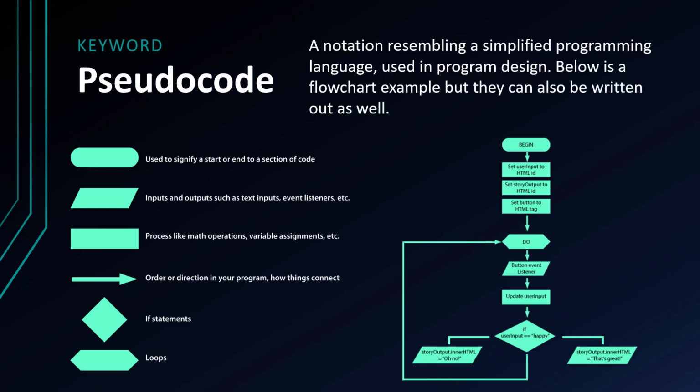And last but not least, let's talk about pseudocode. Pseudocode is a notation resembling simplified programming language. So in programming, sometimes you don't want to just start coding, right? You want to plan ahead. And so you can write out the steps in your code or the idea in your code as a list. You can write it out, but it's not actual code.